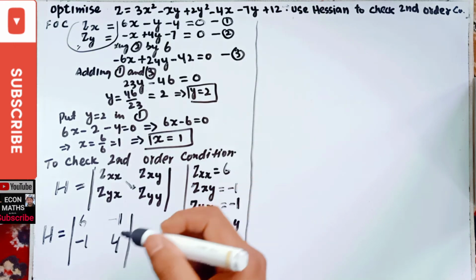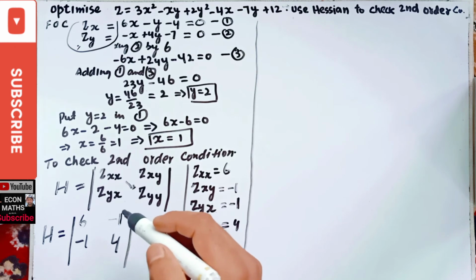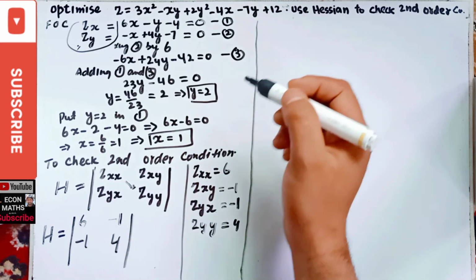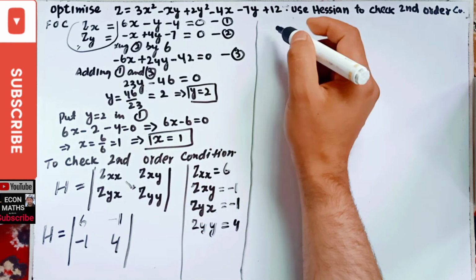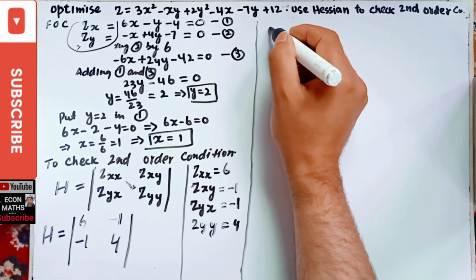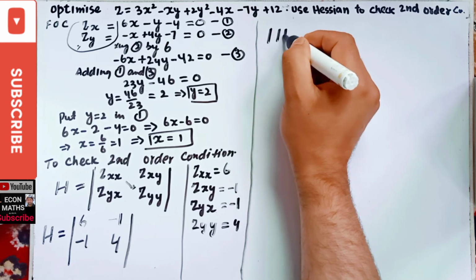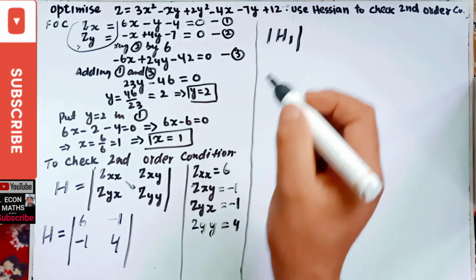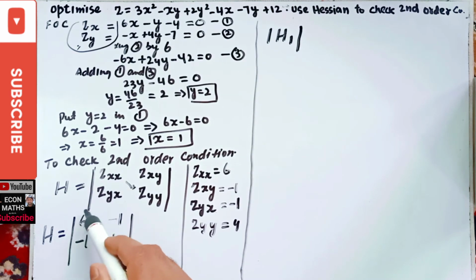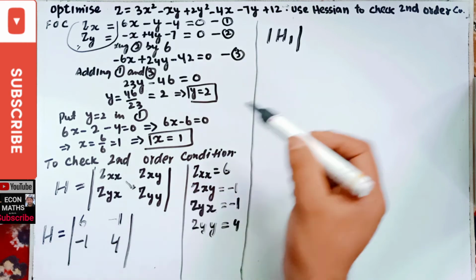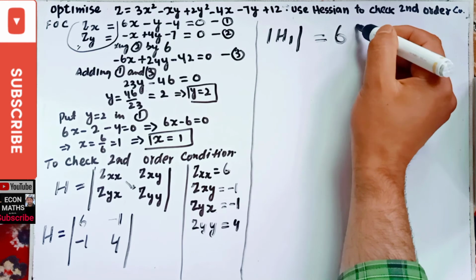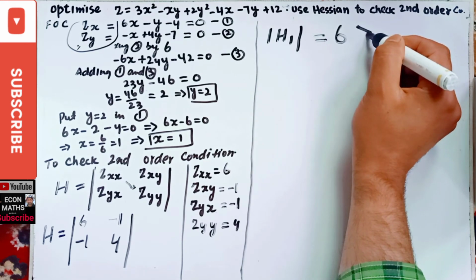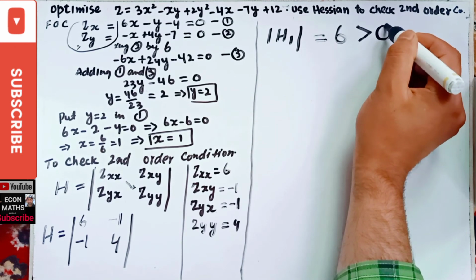Now the condition is, what we have to do, we take the first principal minor, which is denoted by H1. Now the first principal minor is always the first element. Here Zxx is the first principal minor, which is 6, and it is greater than 0.